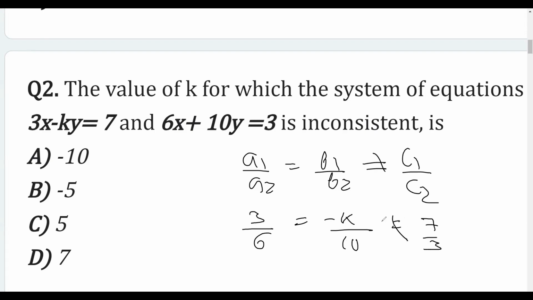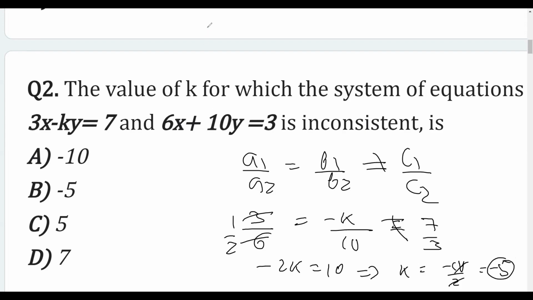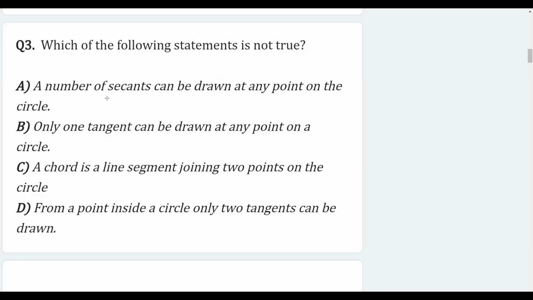This is not equal to. Now, if I do cross multiplication, we can get the value of k. We can reduce it before cross multiplying. So we say that -2 times k is equal to 10, or k is equal to -10 over 2, which comes out to be -5. So we'll declare -5, which is option B, as the correct answer.